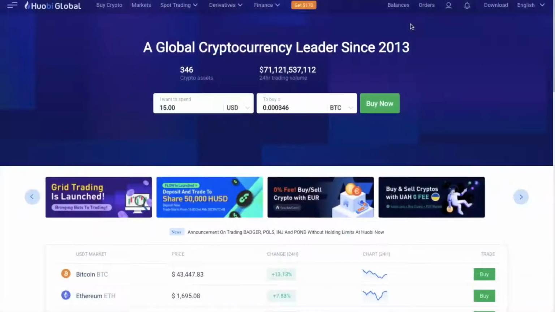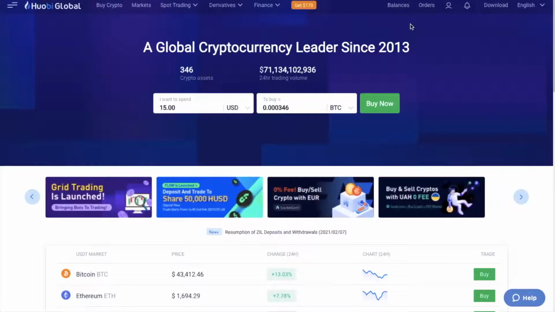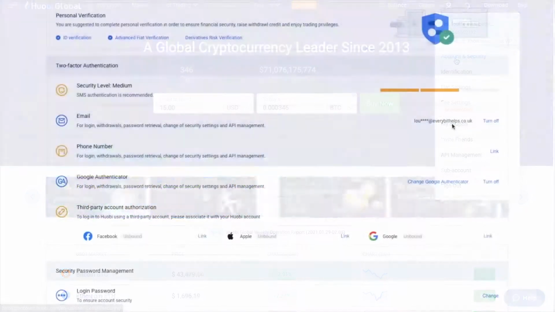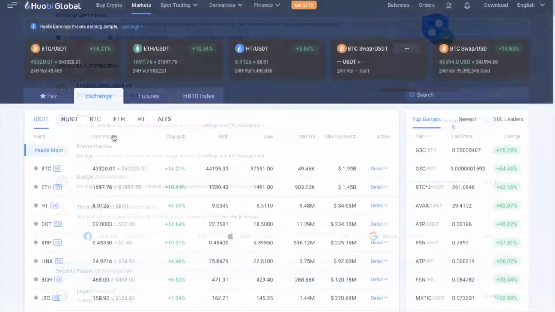Now, one of the first things that I'd recommend doing before you get started trading and depositing funds into Huobi is to secure your account, which you can do under your profile and then head down to Account and Security. Then you can set up the likes of Google Authenticator for one-time codes, plus you can enter in verified phone numbers and email addresses. Then once that's set up, let's take a look at the markets.